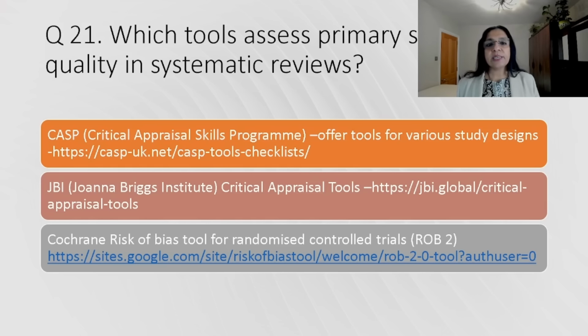So some of the tools I would like to mention here. The first one is CASP, Critical Appraisal Skills Program. And the CASP website offers a variety of tools based on study design. So you get checklists and the details about the tools from the CASP website. The second website I would like to mention is from Joanna Briggs Institute. They have critical appraisal tools on their website, and there are several types of tools mentioned for different types of study designs.